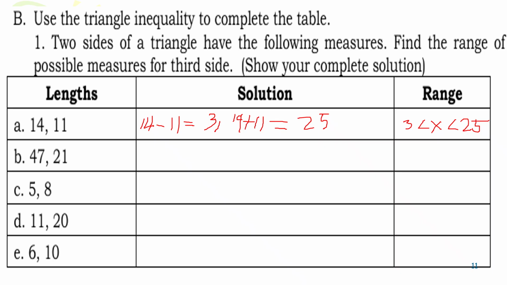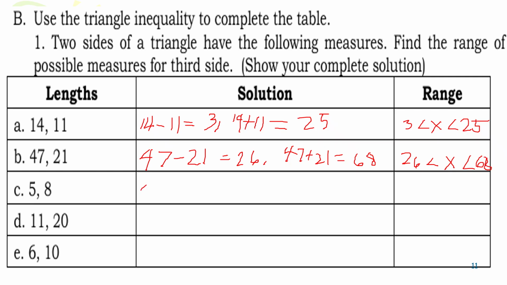All right. Then we have 47 minus 21 equals 26. And if we add, that's 47 plus 21, which equals 68. So we could say that 26 is less than x less than 68. Okay, so that's the range of the value of x.